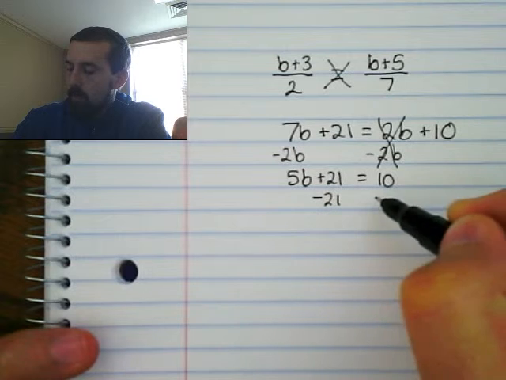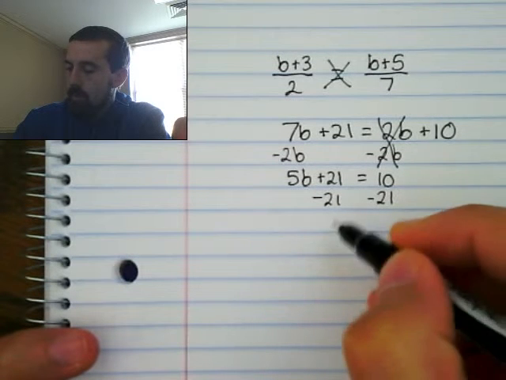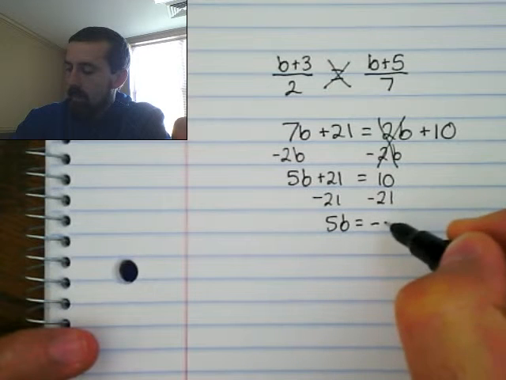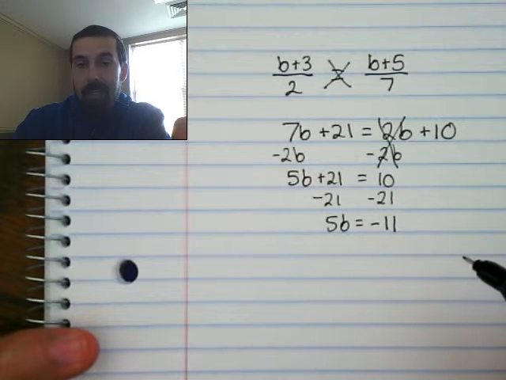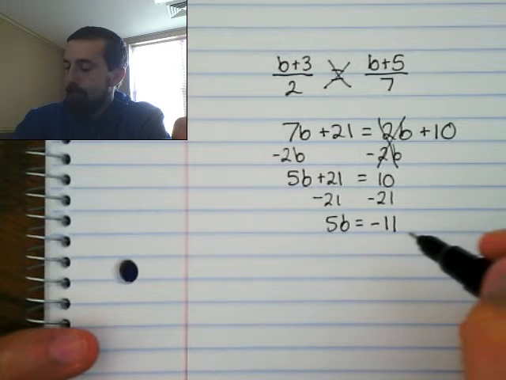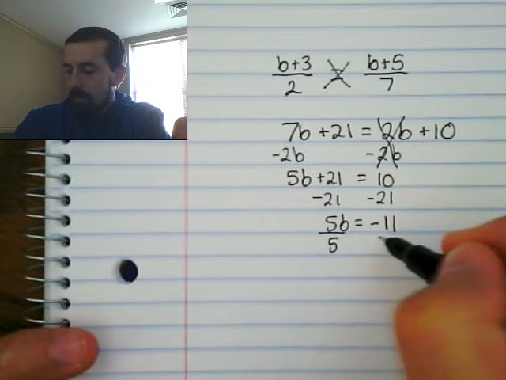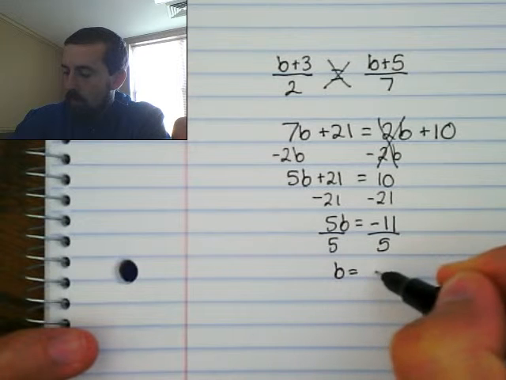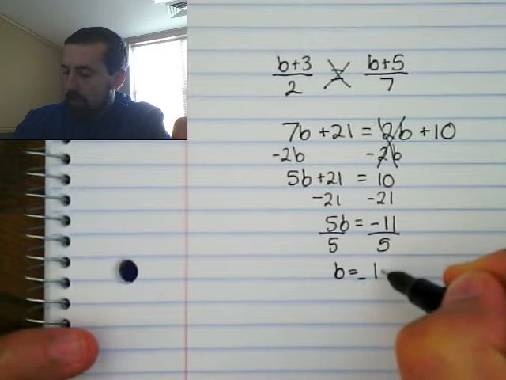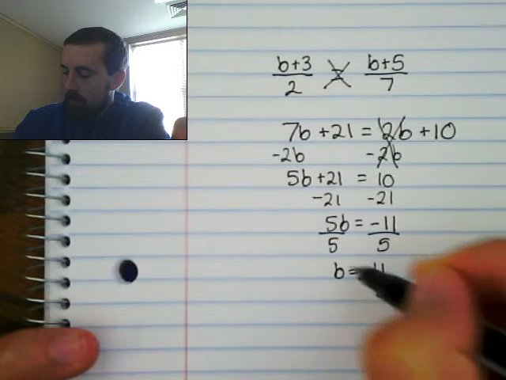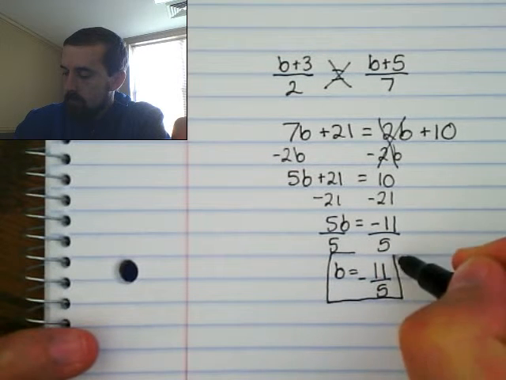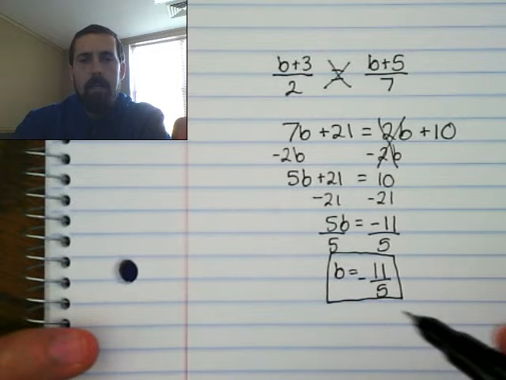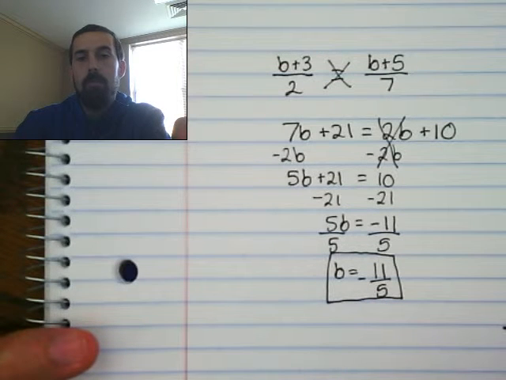So I'm going to subtract 21 on both sides, which gives me 5b equals negative 11. Then I divide by 5, and I get b equals negative 11 over 5. So I have right here my b equals negative 11 over 5.